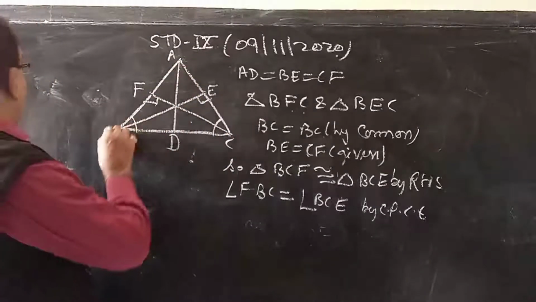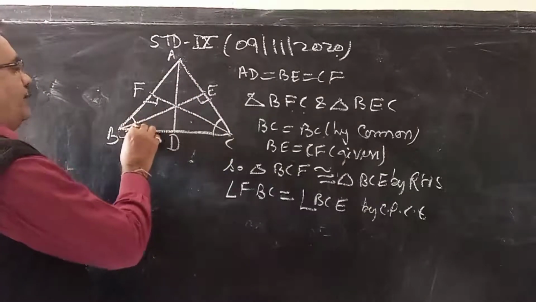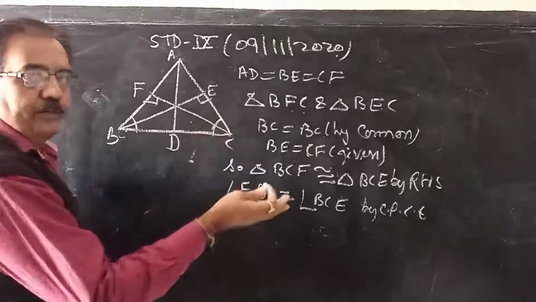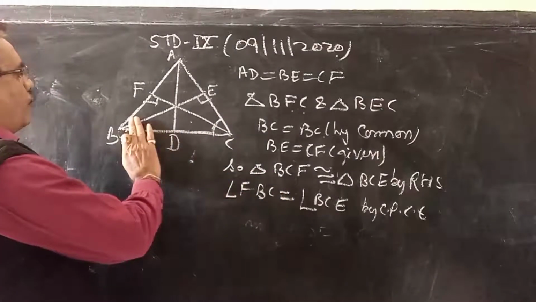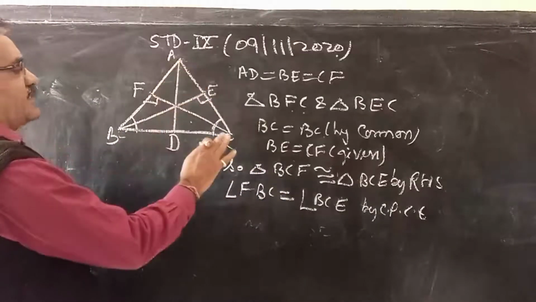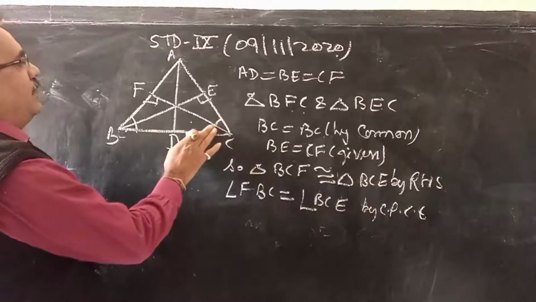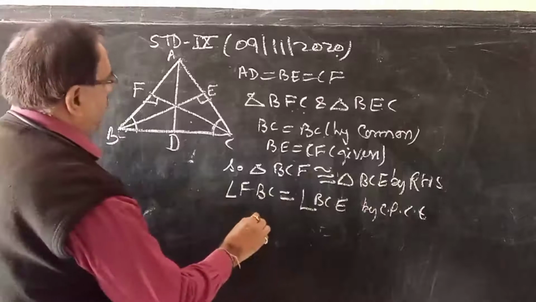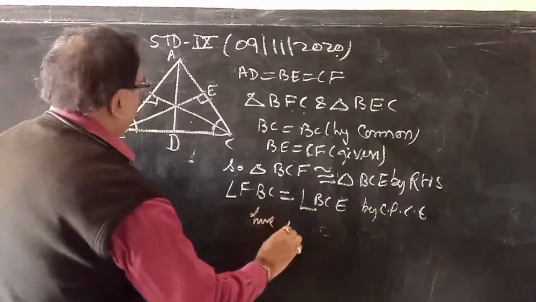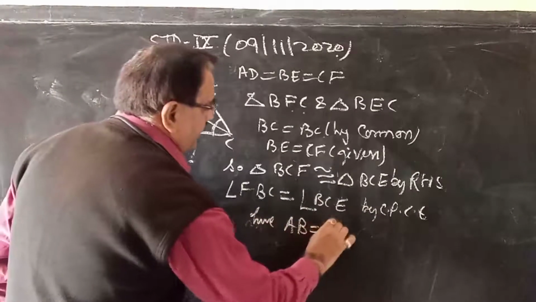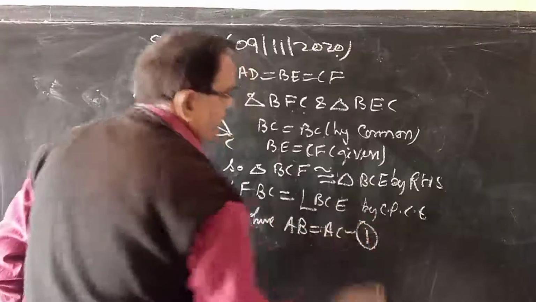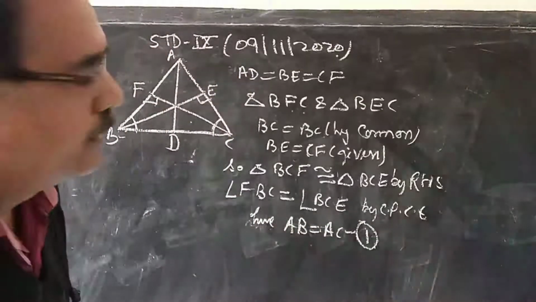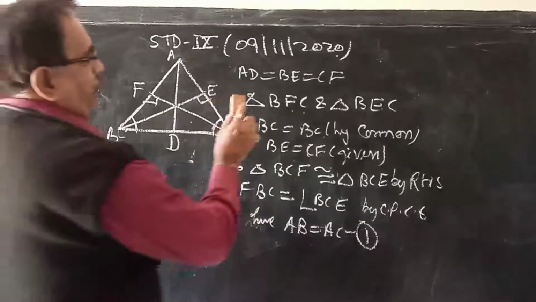Now come to this triangle ABC, angle B and angle C. We have proved they are equal. It means the side opposite to angle B in ABC is AC, and the side opposite to angle C in ABC is AB. These will also be equal. Hence, AB is equal to AC. Say it first. Right.